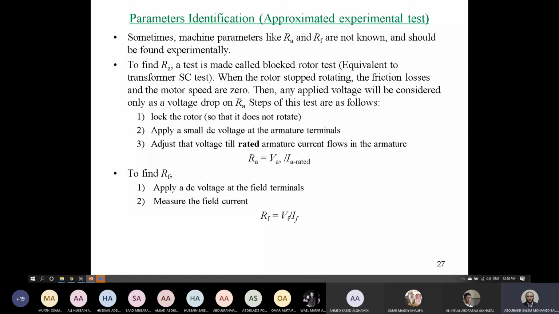Okay, so we'll start from this point in the next class, and I believe next class we will finish the DC motor and start a new topic. We will stop here and continue in the next class.